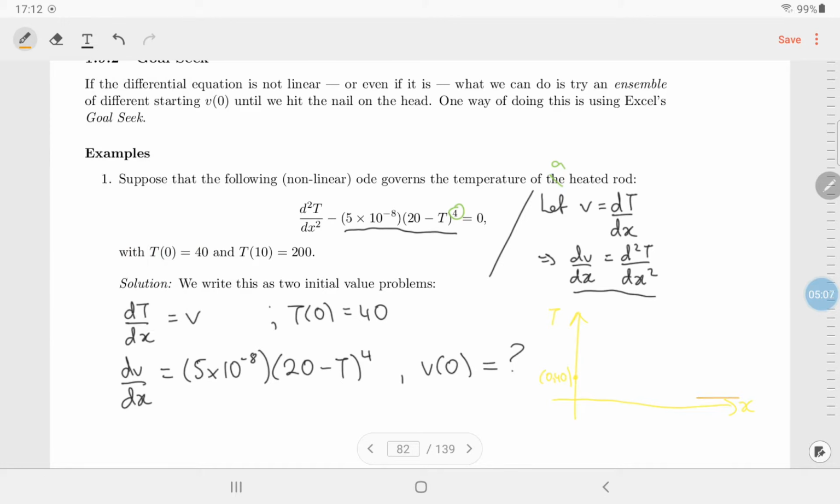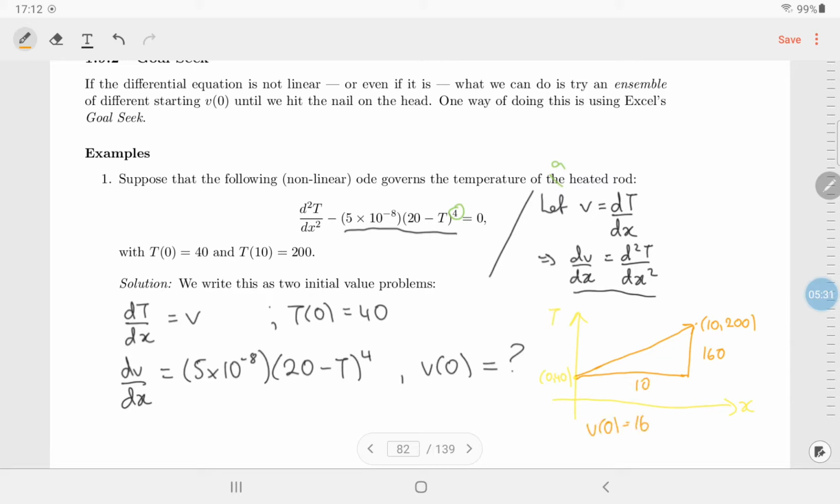And at 10, it is 200. And so what is the initial V? It's actually the initial slope. So a good idea would be to think of shooting straight at it. If you do the rise over the run, this would be 160 and this would be 10. A reasonable starter really would be 16.